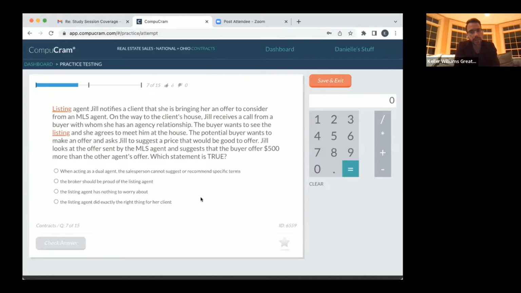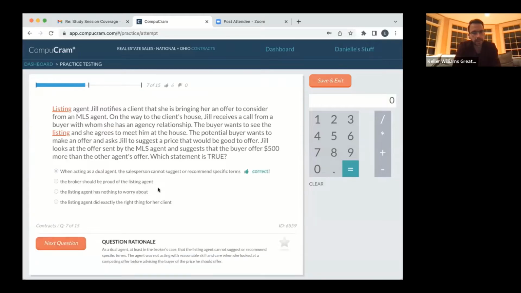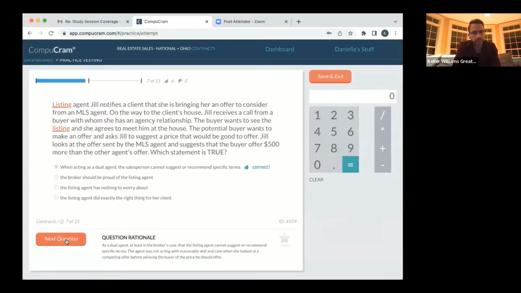A, when acting as a dual agent, the salesperson cannot suggest or recommend specific terms. B, the broker should be proud of the listing agent. C, the listing agent has nothing to worry about. Or D, the listing agent did exactly the right thing for her client. That's it. Looks like we all had A on that one. Let's keep moving through it.